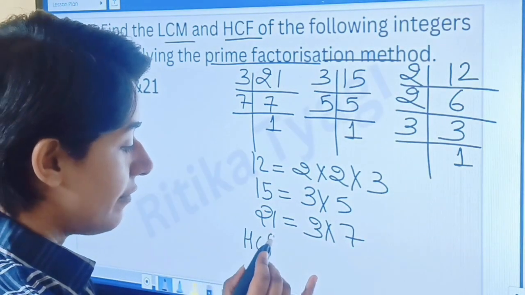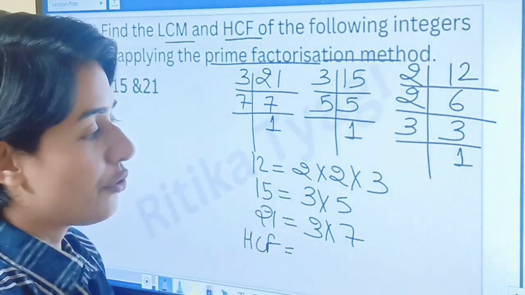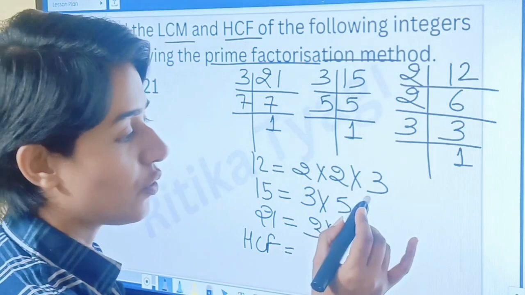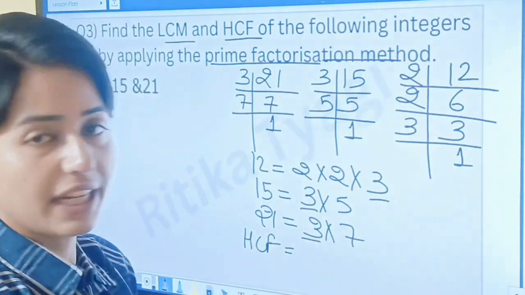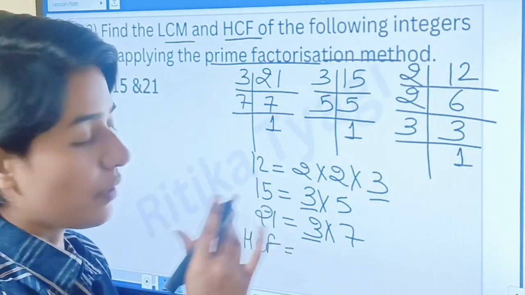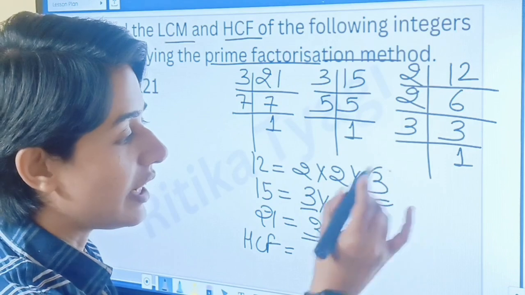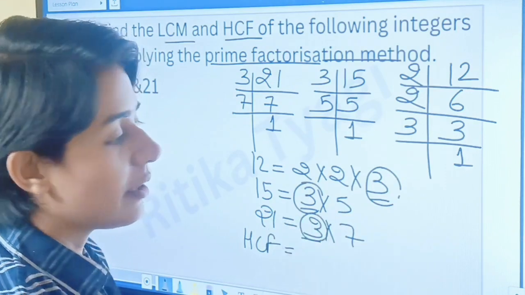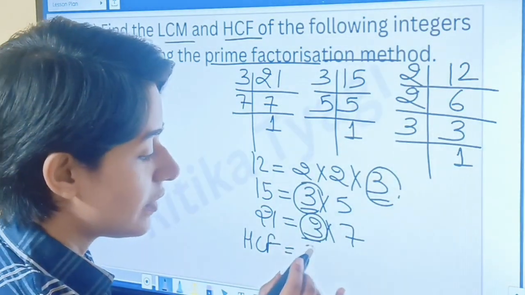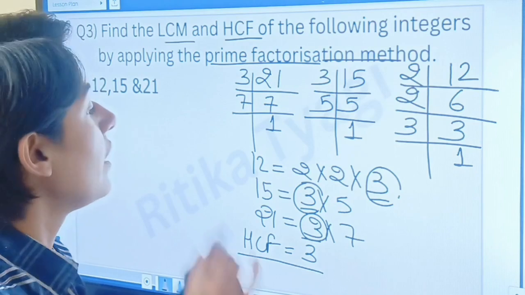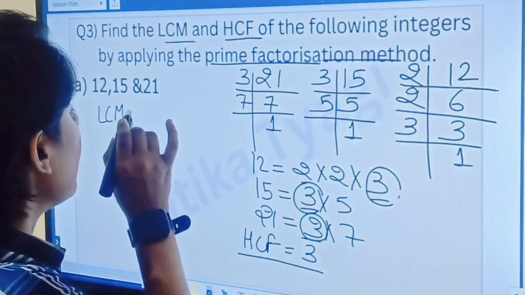So here the SCF of 12, 15 and 21 is the number which is common in the factors of all the numbers, that is 12, 15 and 21. So here 3. 3 is the only number which is common. So the SCF is 3. Now we have to find the LCM.